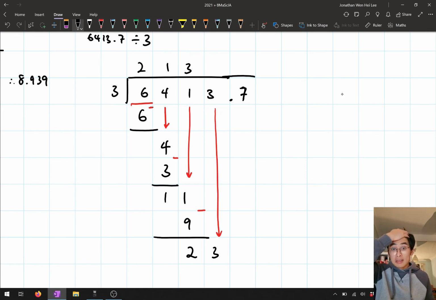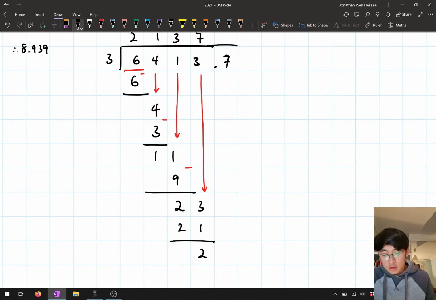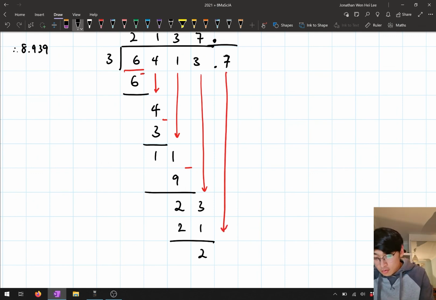Does 3 go into 23? Yeah, it does. It goes into 23 7 times. So 7 times 3 gives me 21. So here, I'm just going to subtract the 2. I've got 2 left. Now here, this is where my decimal point is. So I'm going to put the decimal point up above in my quotient here. Okay, final bit is, does 3 go into 2? That does not. So I need to drop down the next one. So I'm going to drop down the 7.